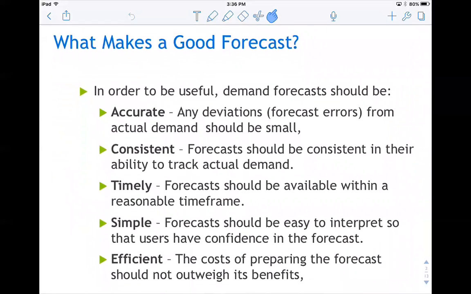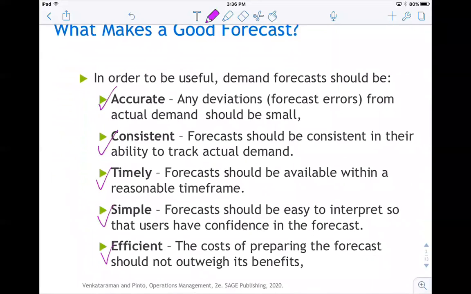As a reminder, what a good forecast is. So a good forecast should be definitely accurate, right? I'm going to explain what these mean in a moment. It should be consistent, timely, simple, and efficient. So these are the must-haves for a good forecast.